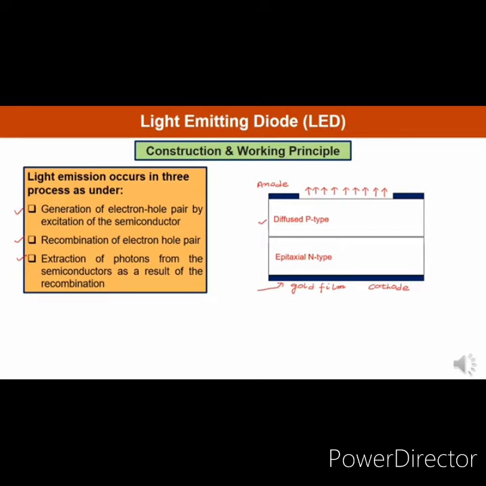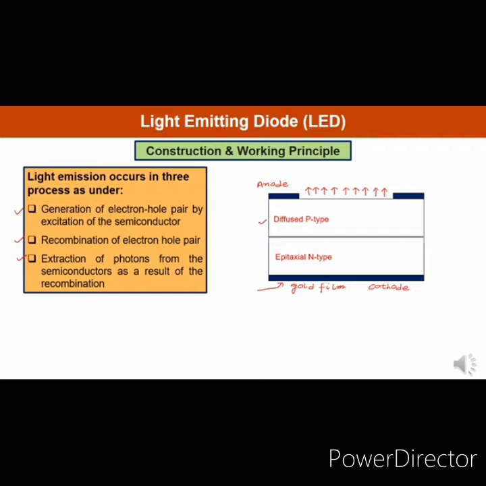You must have seen there is a plastic enclosure around the LED. And the plastic window is also provided with a lens, and this lens helps to focus the light out from the LED structure. So this is how you can understand the construction or the formation of the light emitting diode.